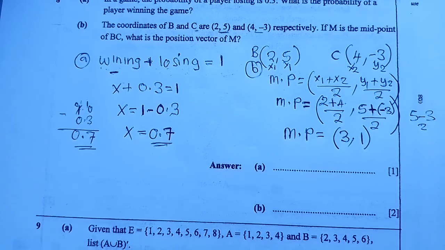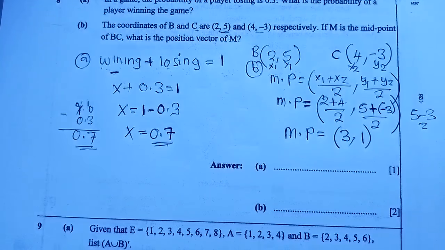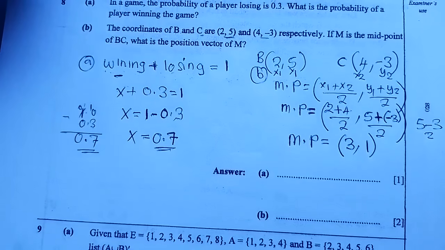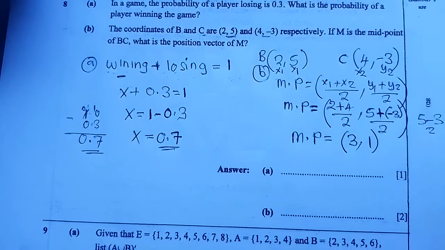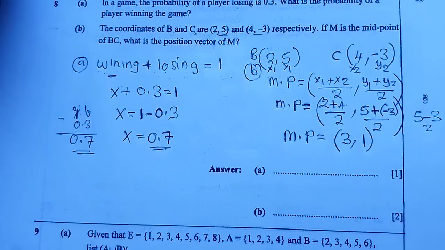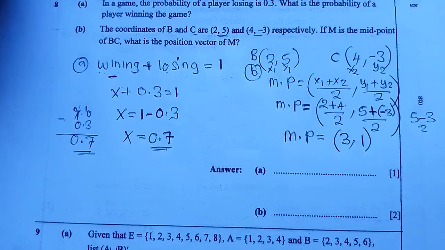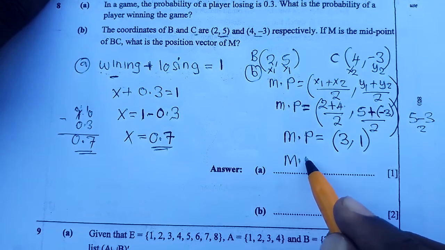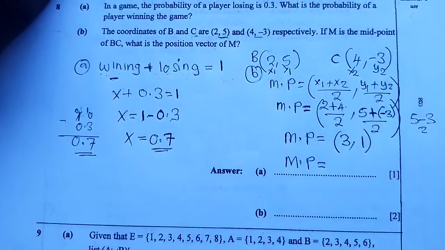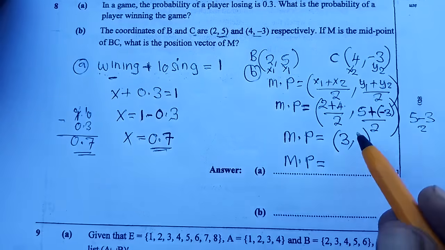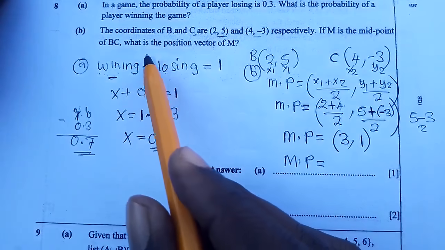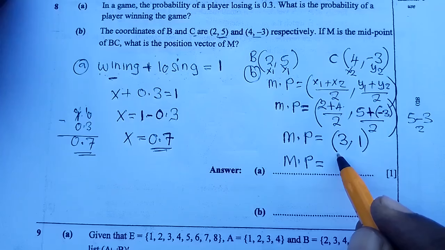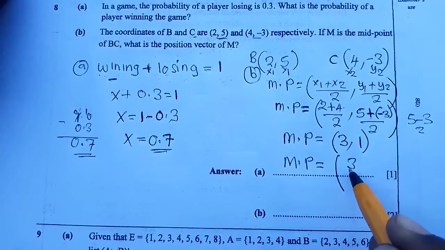So what you need to do is to understand the concept. The key thing here is understanding the concept, or the language which they are using in the question. You understand the concept and the language they are using. Where you are going to say that the midpoint is equal to what? The question is saying as a position vector of M. So as a position vector, you're going to write like this, 3 and the 1 there.